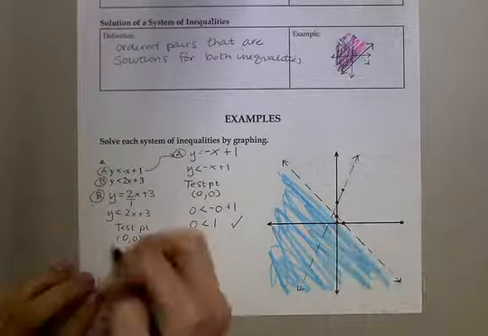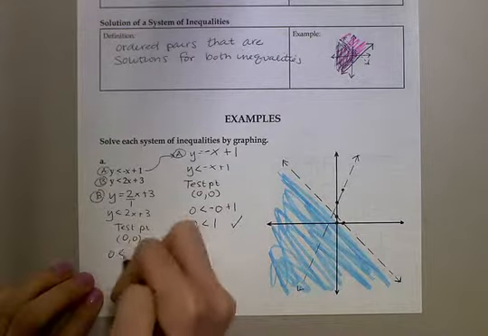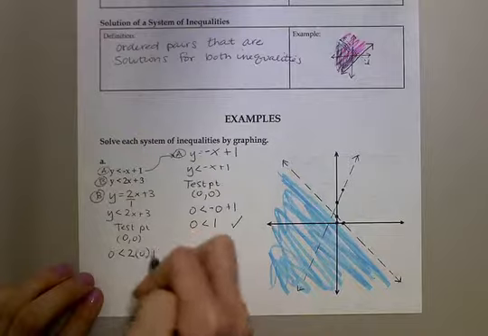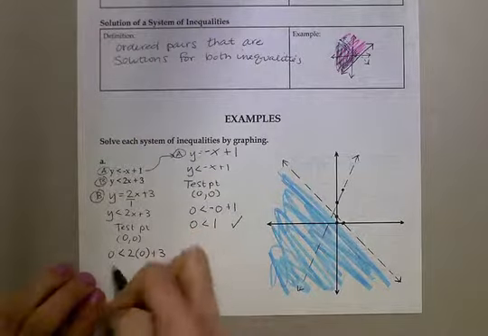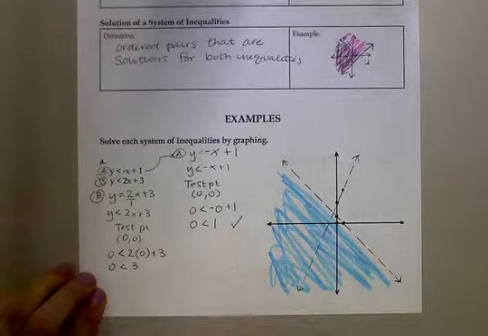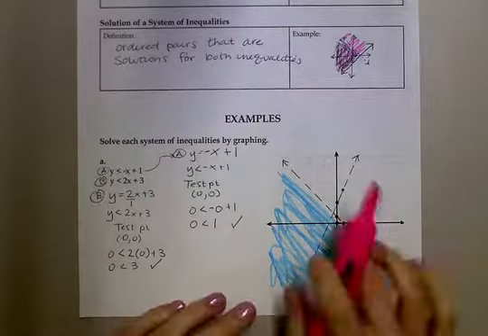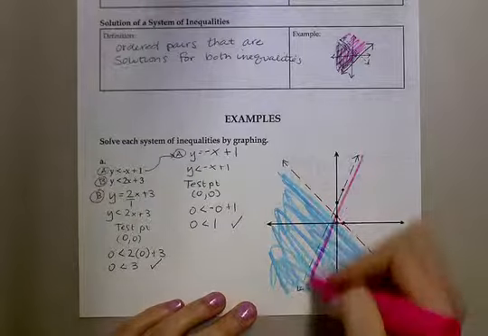So let's go ahead and see. Putting in your test point, 0 less than 2 times 0 plus 3. Simplifying, we end up getting 0 is less than 3, which is true. So let's go ahead and shade the same side of the coordinate plane as our test point.